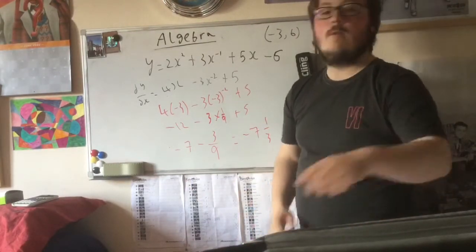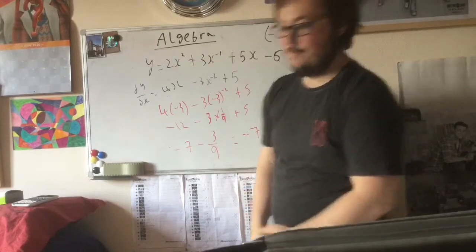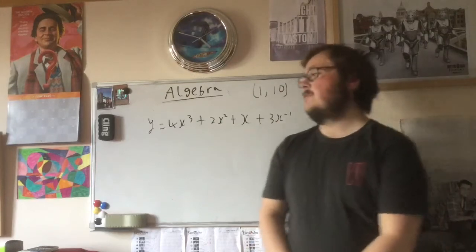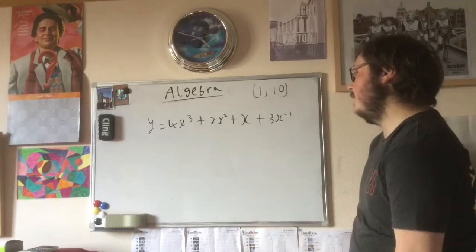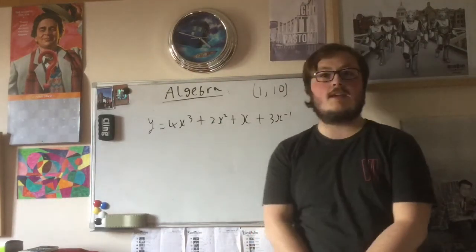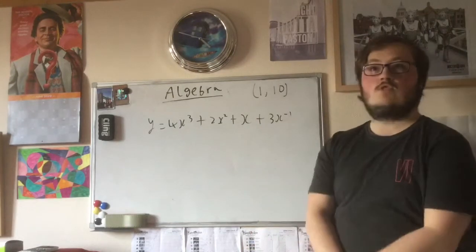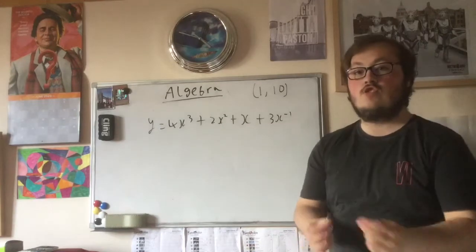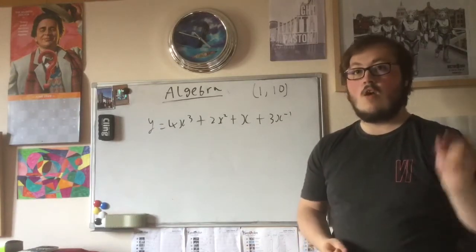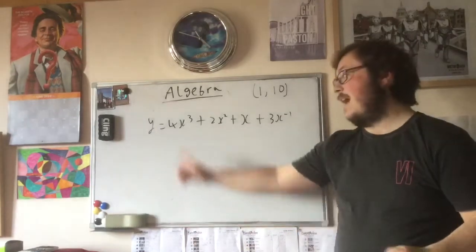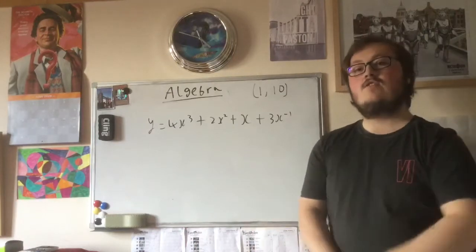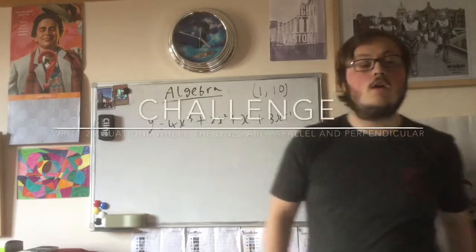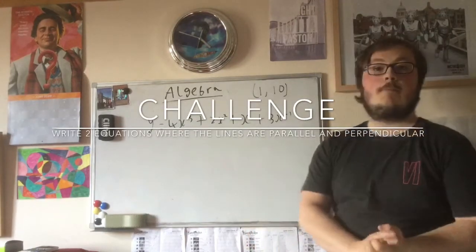Now, it's time for your challenge. Let's see how you do. So here is your challenge for today. I have the equation y equals 4x cubed plus 2x squared plus x plus 3x to the power of negative 1. And I have the coordinates 1 and 10. I want you to create the equations of two lines where the gradient is parallel to this and the gradient is perpendicular. So I want you to do one line where the gradient is parallel and one that's perpendicular.